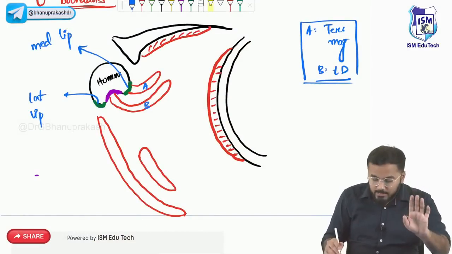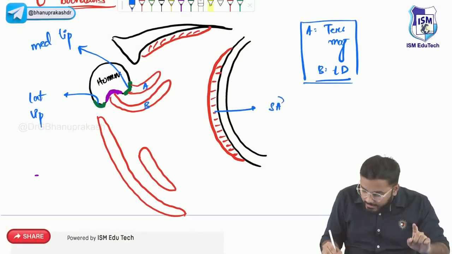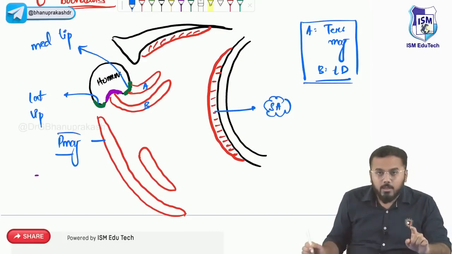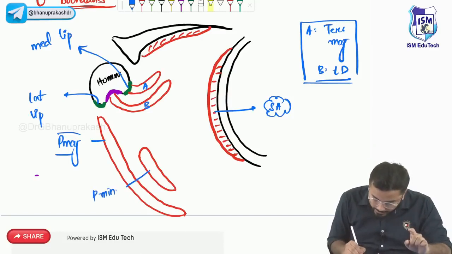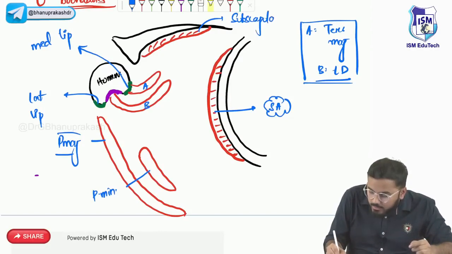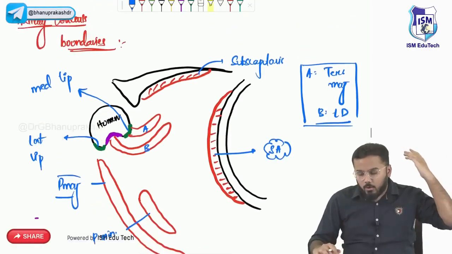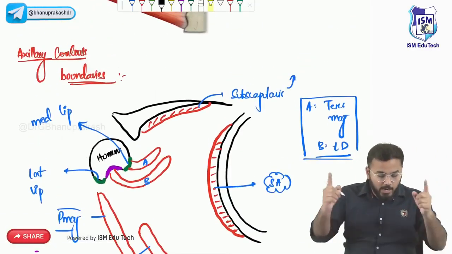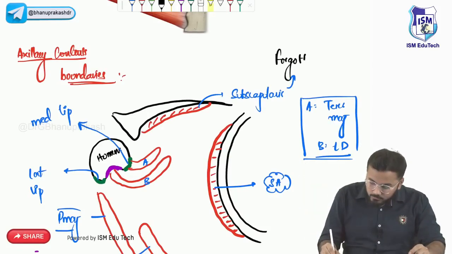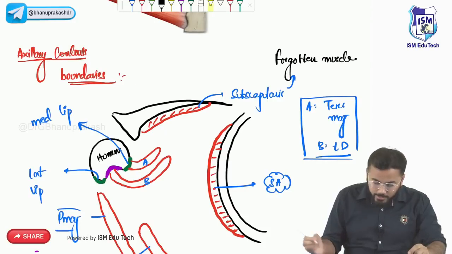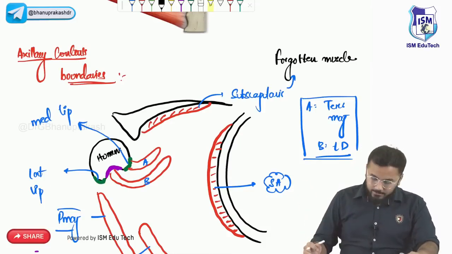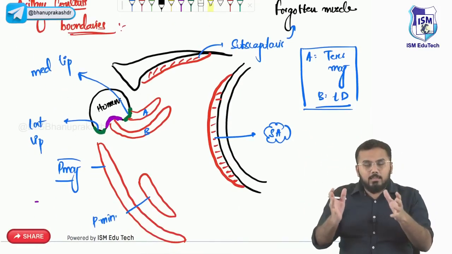So let us name all of them, guys. This is your serratus anterior. This is your pectoralis major. This is your pectoralis minor, and this is called subscapularis. And remember one thing, there was a question long ago: subscapularis is also called what? Subscapularis is also called a forgotten muscle. But I don't want you to forget this muscle. So, did you understand the borders, guys?